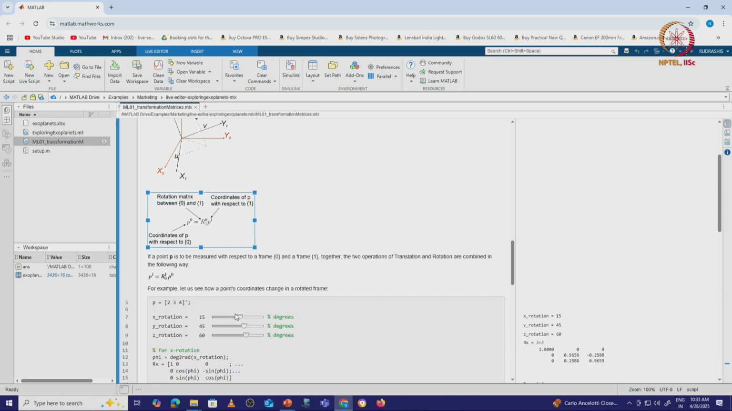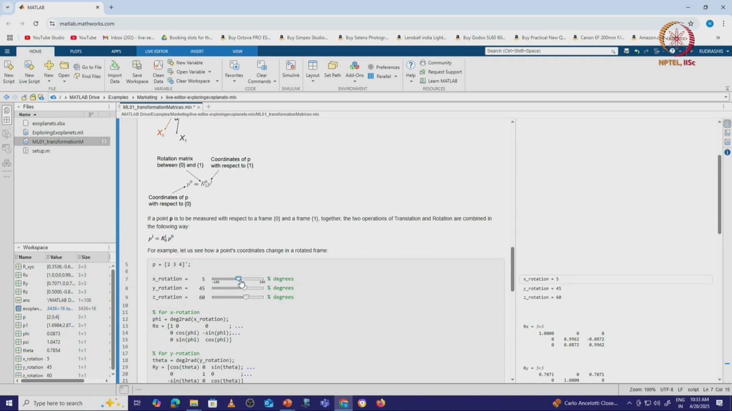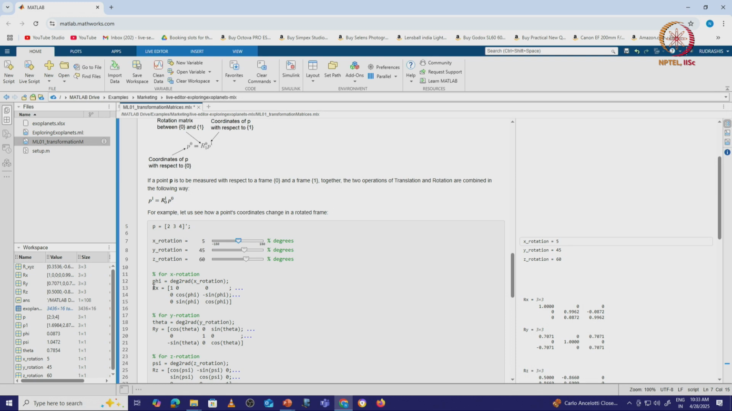For rotation, we can control the angle, how much we want to rotate. Let us say I want a 5 degree rotation. I have a sliding bar where I can set the angle of rotation about the x axis, the y axis and the z axis. As I mentioned earlier, whenever we calculate the rotation matrix, we do it in a sequential fashion: rotate about x, then y, then z, and all three combined together give a rotation matrix.